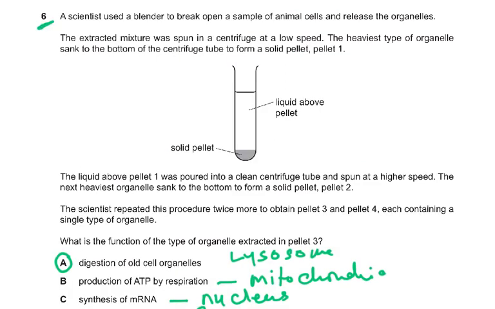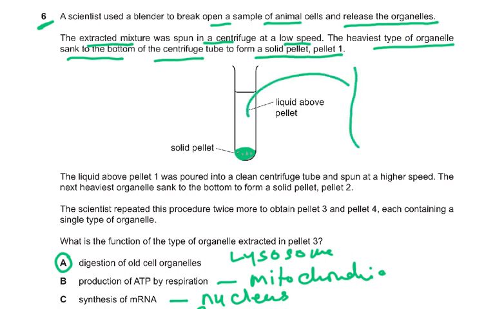Question 6. The scientist used a blender to break open a sample of animal cells and release the organelles. The extracted mixture was spun in a centrifuge at a low speed. The heaviest type of organelle sank to the bottom of the centrifuge to form a solid pellet 1. This is the solid pellet 1. And then the liquid above the pellet was poured into a clean centrifuge tube and spun at a high speed. The centrifuge spins the fluid at a high speed so that the solid particles settle out. The next heaviest organelle sank to the bottom to form pellet 2. So this was pellet 2 now.